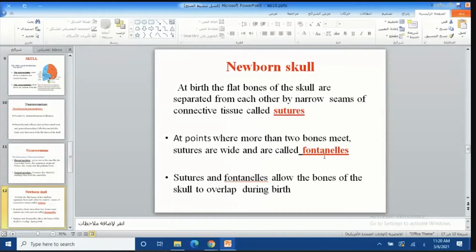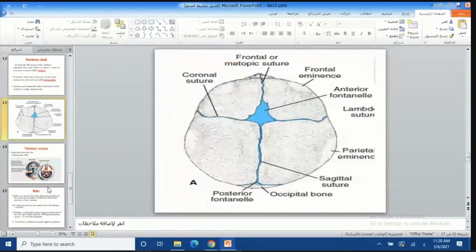The sutures and fontanelles have functions for sure, including at the time of birth and after birth. So at the time of birth, these bones will overlap during the birth, and it facilitates the process itself, okay, and helps the labor. While after the birth also, it helps the brain to grow without any barriers, okay? So it helps the growth.